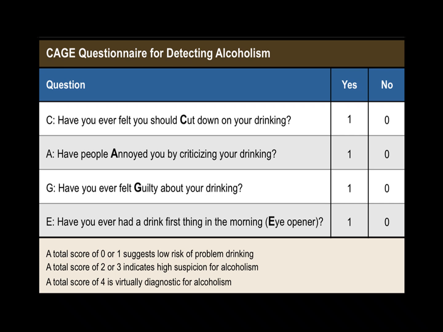And E, have you ever had to drink first thing in the morning? The E is for an eye opener. Kind of, yeah, that's a yes. And therefore, my score would be 3 out of 4. If you scored between 0 and 1, low risk of having a drinking problem. Between 2 and 3, high suspicion of possible alcoholism. If your score is 4, this is virtually diagnostic of alcoholism.